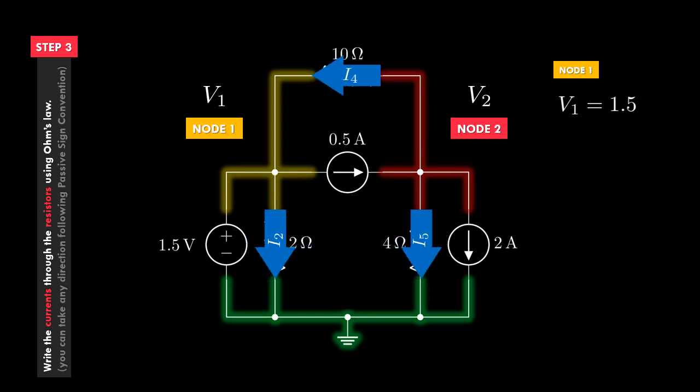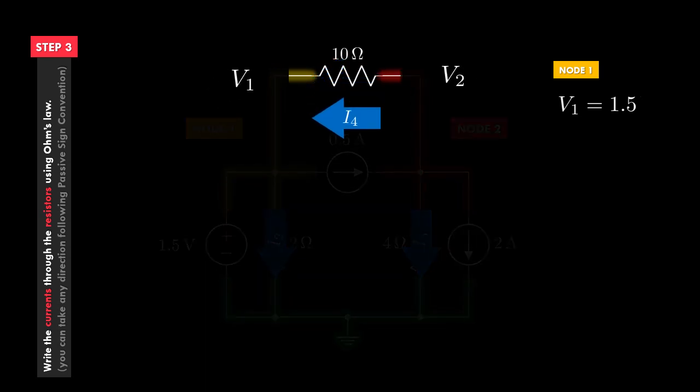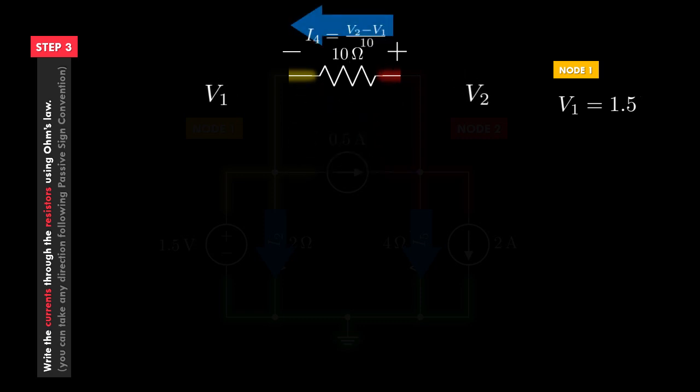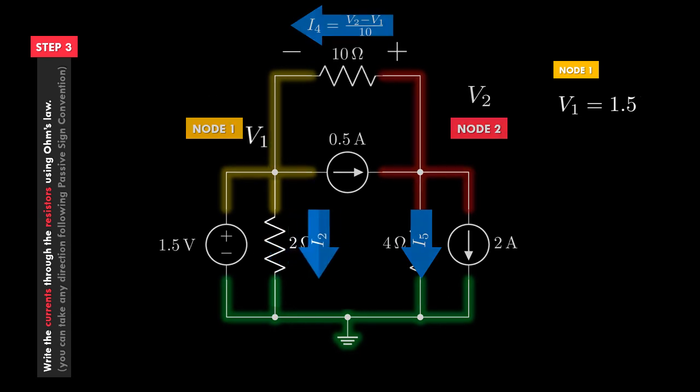Now, let's take a closer look at the resistors one at a time. We know from Ohm's law that the current is equal to voltage difference divided by resistance. But make sure you label the positive and negative terminals following passive sign convention. The current must flow from positive to negative terminal. Now we can use Ohm's law to express I4 in terms of node voltages. Again, keep in mind that the voltage difference should be calculated as positive terminal voltage minus negative terminal voltage. Okay, we are done with this resistor. Let's move on to the next resistors.